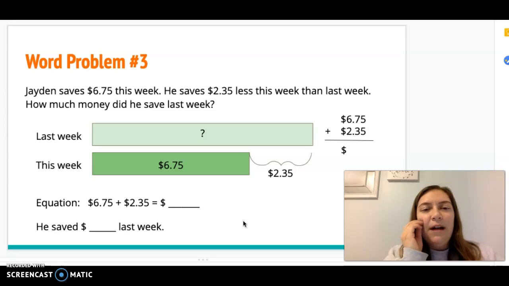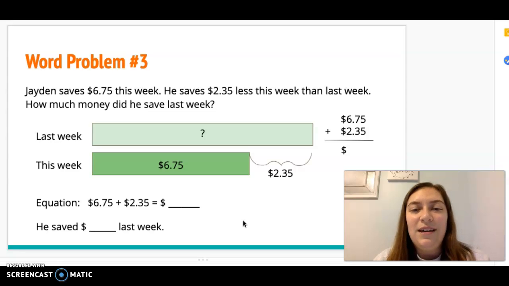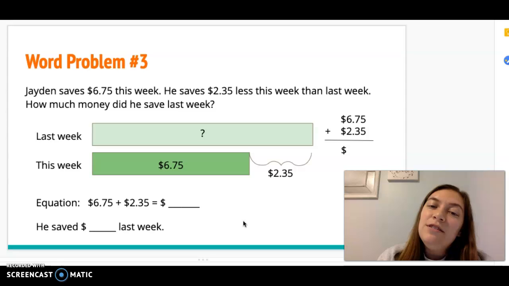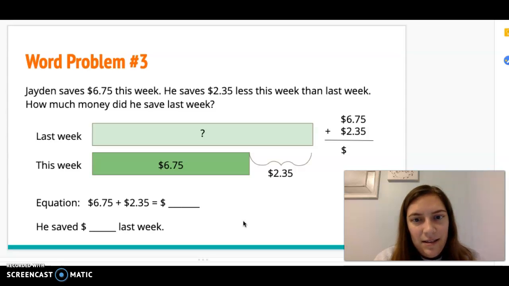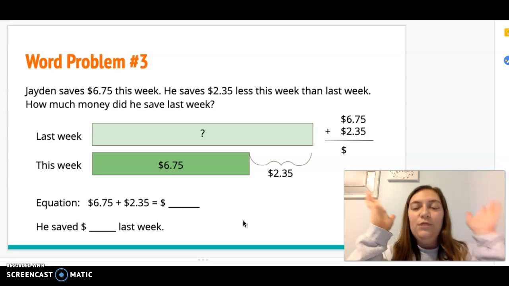And our last word problem, number 3. Jaden, you save $6.75 this week. He saves $2.35 less this week than last week. How much money did he save last week? Wow, this one's a little hard.